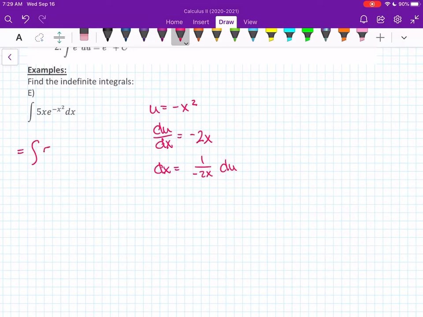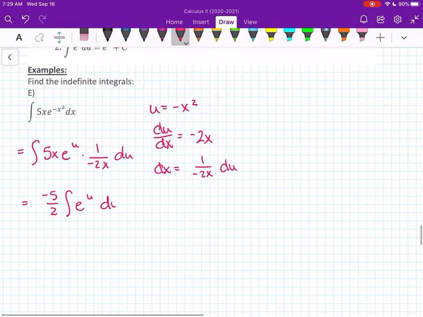So now I have the integral of 5x times e to the u, because I switched that out, and then dx was 1 over negative 2x du. So then my x's will cancel. I'm going to pull out my constant, so I get a negative 5 halves in the front, and then my integral is going to be e to the u du, which is really easy. And so then I'm going to get that this is going to equal negative 5 halves e to the u plus c, and then go ahead and substitute back in my x.